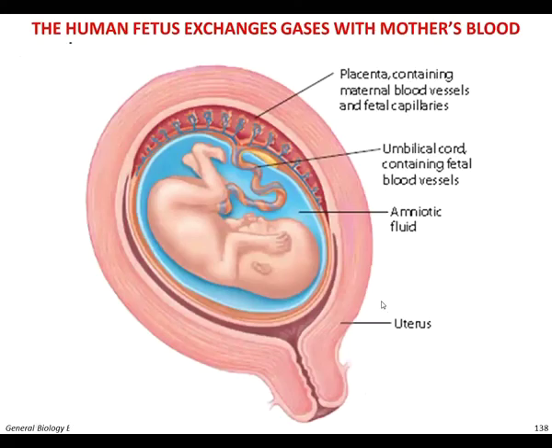So what about the fetus inside the uterus? The human fetus exchanges gas with his or her mother's blood through the placenta, and the embryo, the fetus, is connected with the umbilical cord, which contains the blood vessels moving blood for exchange between the fetus and the mother. So majorly the exchange occurs at this region of the placenta.